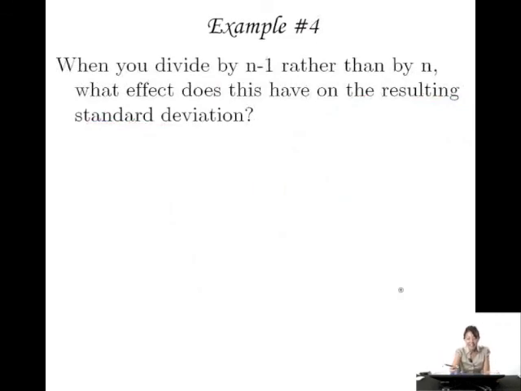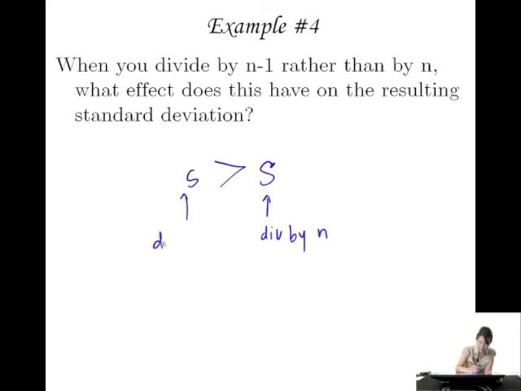All right, last question. Example 4. This is a conceptual question. Hopefully your tests will test you on concepts. When you divide by n minus 1 rather than by n, what effect does this have on the resulting standard deviation? Well, n minus 1 is a smaller number than n, right? And dividing by a smaller number will result in a bigger answer. And so the resulting standard deviation, S, will be a little bit greater than this S. This one divides by n, and this one divides by n minus 1.